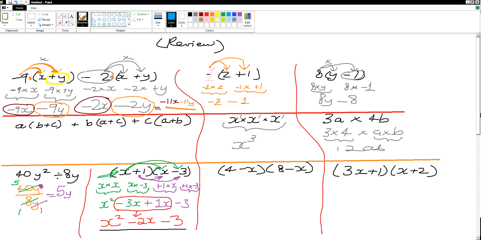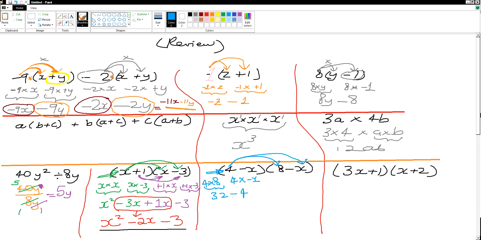So where do we start this time? Let's have Fahmi. Where do we start the question? Start at the beginning here. Start with the 4. What do we do with the 4? Times it by 8. And then what do we do? Times it by the minus x. Lovely. Okay, what is 4 times 8? 32. What is 4 times minus x? That gives us minus 4x.